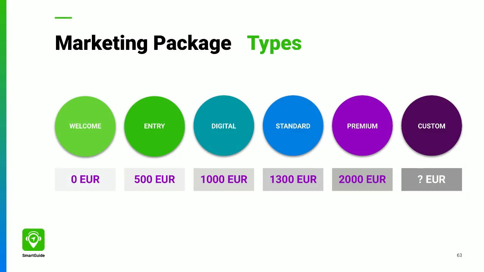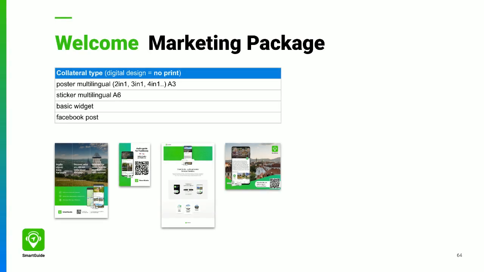In this next part we will cover our marketing packages and what they contain. There are 6 marketing package options: Welcome, Entry, Digital, Standard, Premium and Custom. Our Welcome marketing package is free for all content creators on the Smart Guide platform, and it contains everything you need for introducing and distributing your guide to your visitors: an A3 multilingual poster, a multilingual A6 sticker, basic web widget and a Facebook post. All offline materials are delivered as a digital copy.